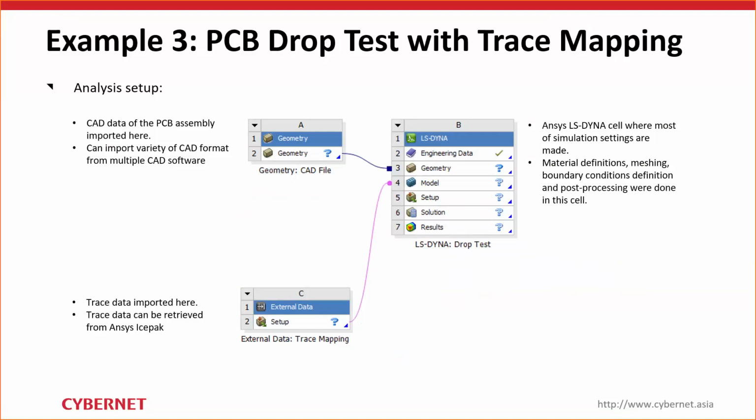And then next we take a look at the cell C. Now the next cell, the cell C, is where we import the trace mapping data. The trace later on, when we import it into the Ansys environment, will be automatically mapped into our PCB model, and then subsequently representing the actual trace data from electromagnetic analysis. So such data can be retrieved from Ansys electronic products such as Ansys iSpec, for example.